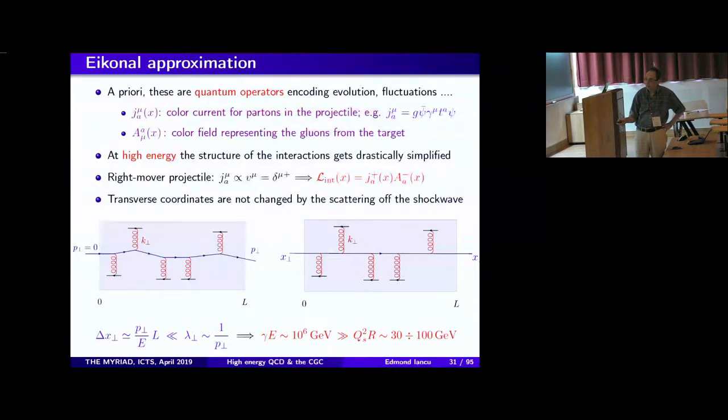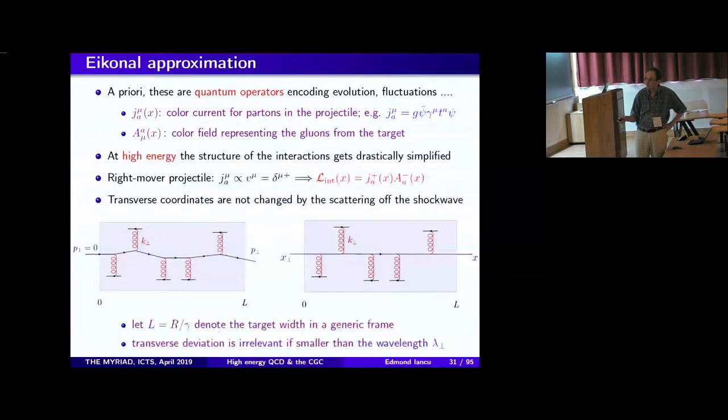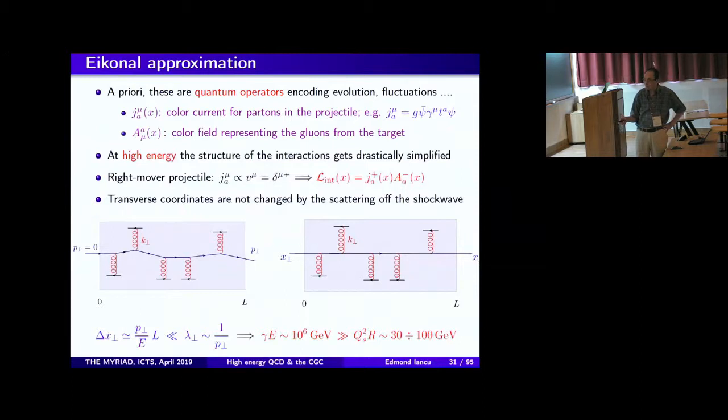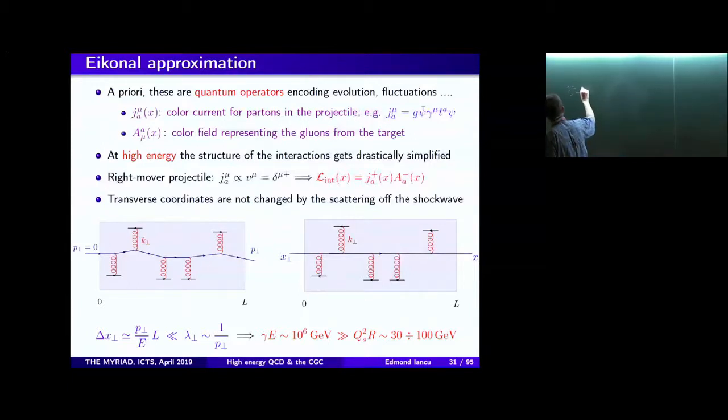So p perp divided by E times L, where L, I remind you, was itself R divided by gamma from here. And I want to check that this change delta x perp is less than 1 over lambda perp, which is itself 1 over p perp. So this condition implies that p perp squared times L should be much more than E. Let me write it down. So the condition is like that: p perp squared times L much more than E.